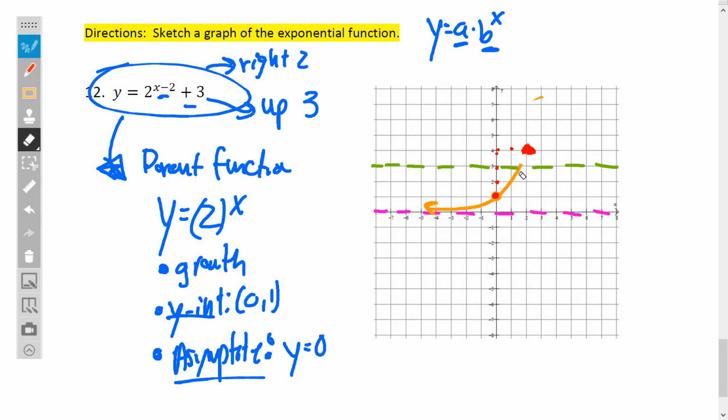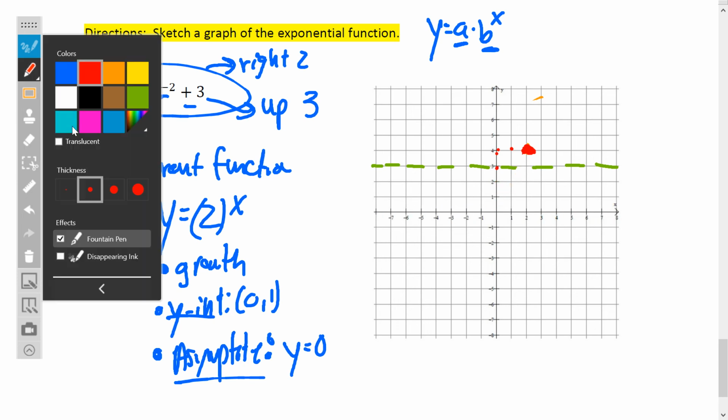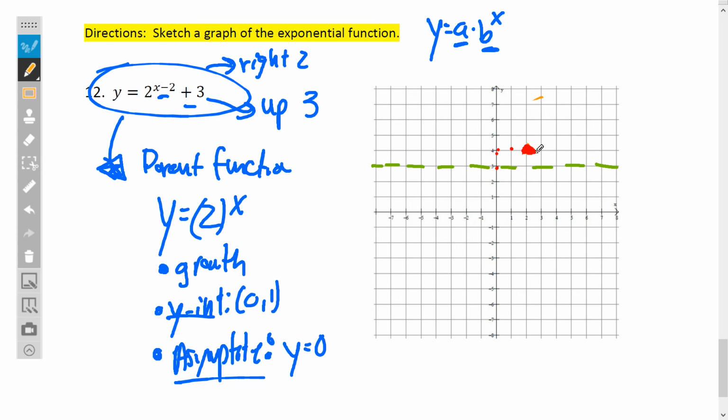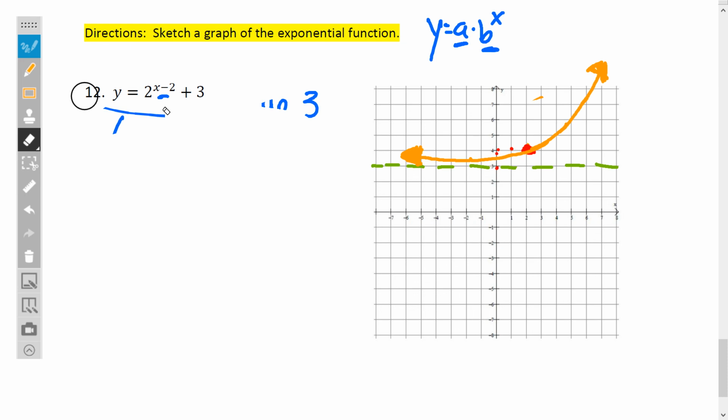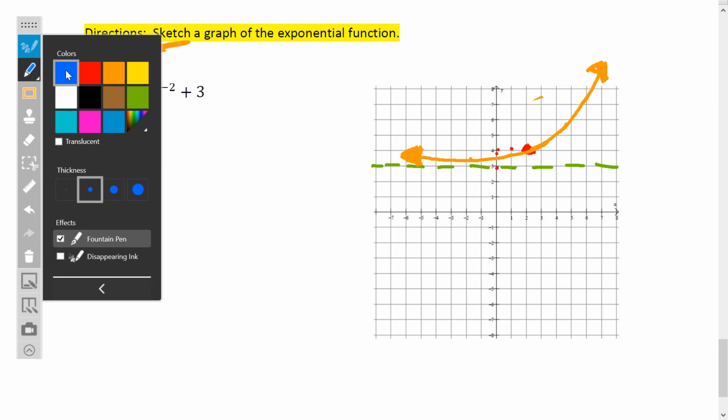So let me get rid of the old graph, and let me use the fact that I know that it's growth to sketch the new graph. So the new graph would look like this. It would be a growth model, and it would go through that point right there. Something like this. So we can get rid of all of this. This would be the graph of y equals 2 to the x minus 2 plus 3. This would be a good enough sketch. Since the problem says to sketch it, this is good enough.